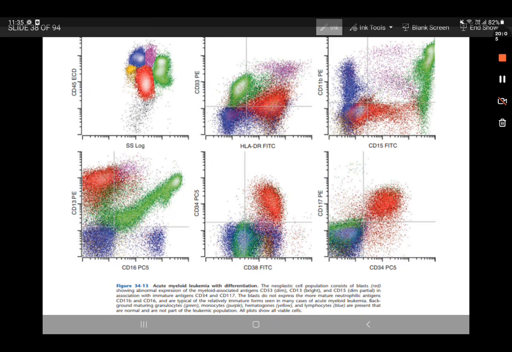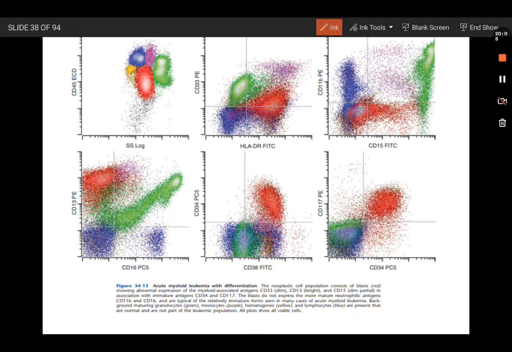The next entity we have is AML with differentiation. So we have the blast gating, then we have HLA-DR, FITC. Remember we talked about the fluorochromes we add. So fluorochrome-labeled antibodies. FITC is fluorescein isothiocyanate and PE is phycoerythrin. These are the fluorochromes that we use to attach to the antigens on the cell. So the cell surface has CD33, or HLA-DR is also present on the surface. So these antibodies attach to it.